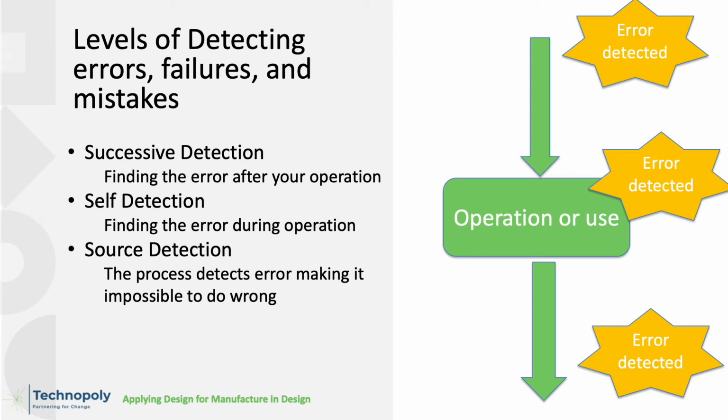In order to address these errors or mistakes, when inspection is done, we hope that we can detect the errors and mistakes or even failures. And detection can happen in many parts of the process. Hopefully, we get to detect the error at the source where it actually emanated. That's source detection. But it can also be self-detection, which is an error detected during the operation or use. Or it could be after the operation, which is after the fact, and that can only be done in terms of successive detection, meaning after you've done the work.